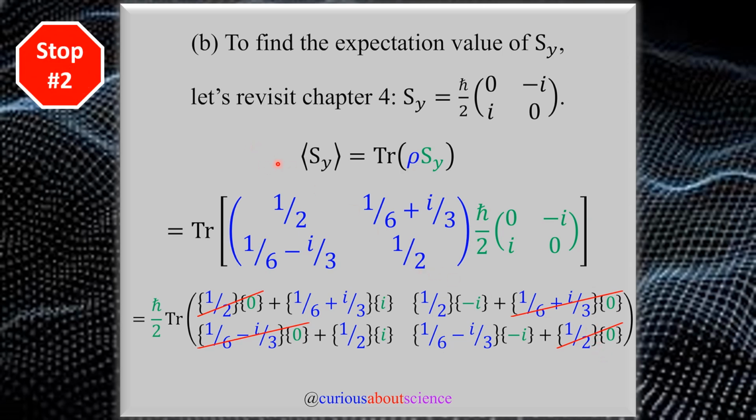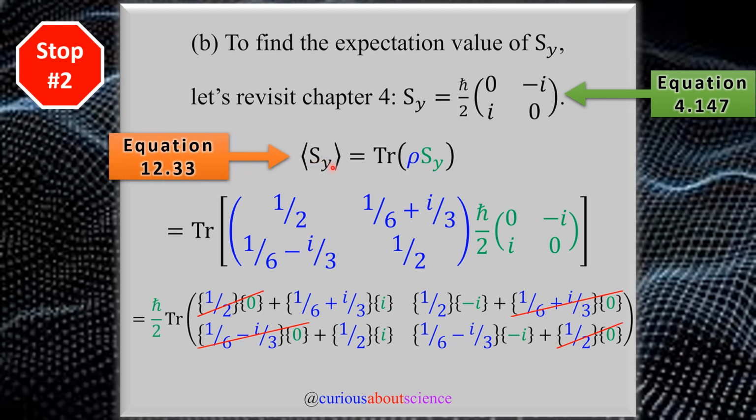All right, so to find the expectation value of SY, let's revisit chapter 4 where we saw what SY as the operator was in matrix form. Now again, this came from the Pauli matrices from equation 4.147. Pretty cool how they keep coming back. And by the way, little foreshadowing, the Pauli matrices are coming back next question. So to find the expectation value then, we need to employ equation 12.33 where we can find the trace of the rho times the operator here, the spin operator, and then we're good to go.